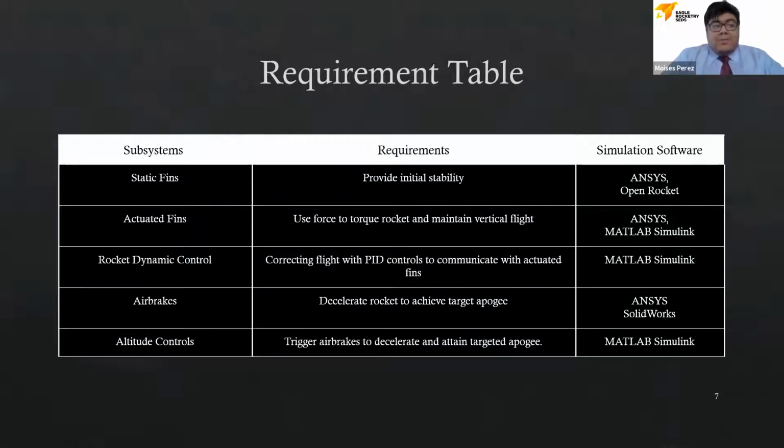Next, rocket dynamic controls, which correct flight with PID controls to communicate with actuated fins. We use MATLAB Simulink. For the air brakes, they're used to decelerate the rocket to achieve target apogee. And for this, we use ANSYS and SolidWorks. Finally, we have altitude controls, which trigger air brakes to open and decelerate to attain target apogee. We use MATLAB Simulink.